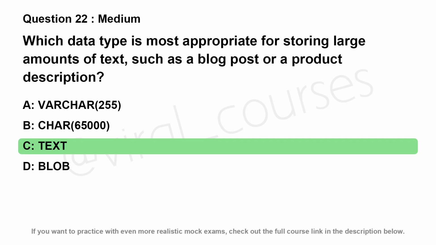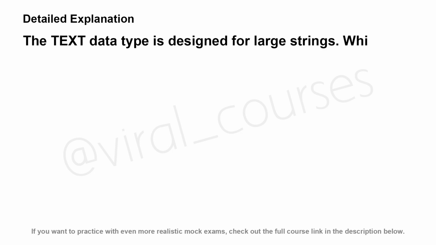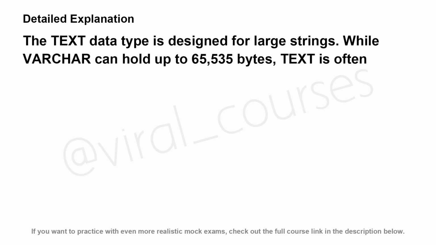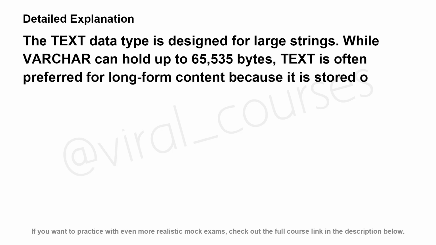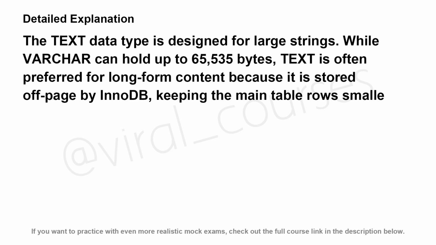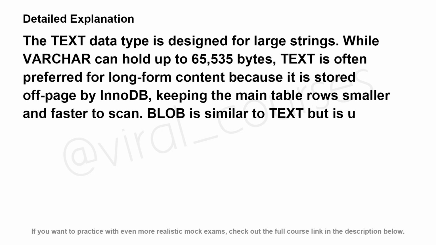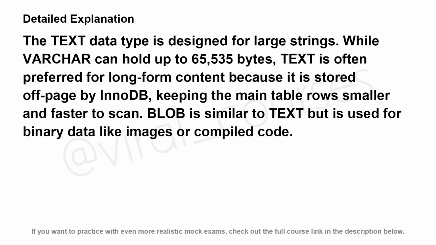The correct answer is C. The text data type is designed for large strings, while Varchar can hold up to 65,535 bytes. Text is often preferred for long-form content because it is stored off-page by InnoDB, keeping the main table rows smaller and faster to scan. Blob is similar to text but is used for binary data like images or compiled code.